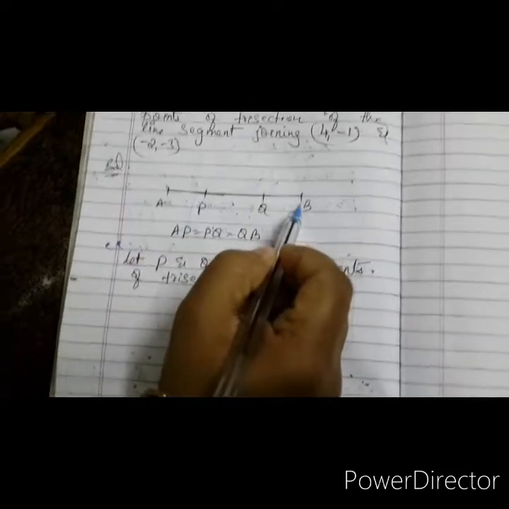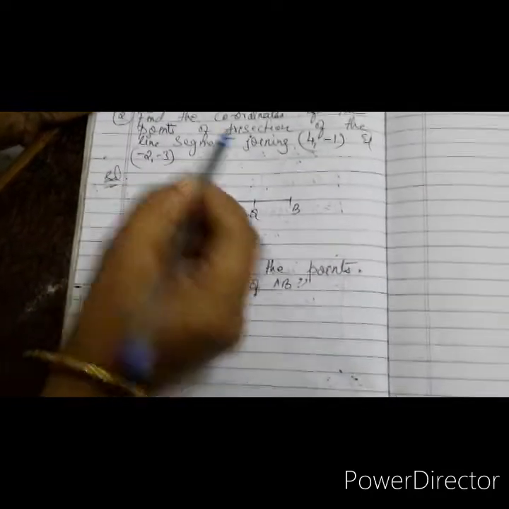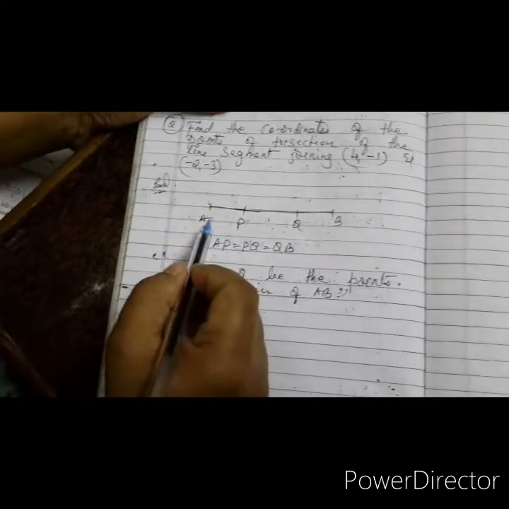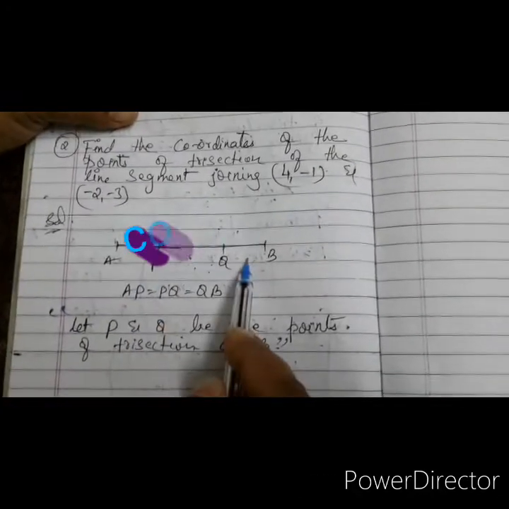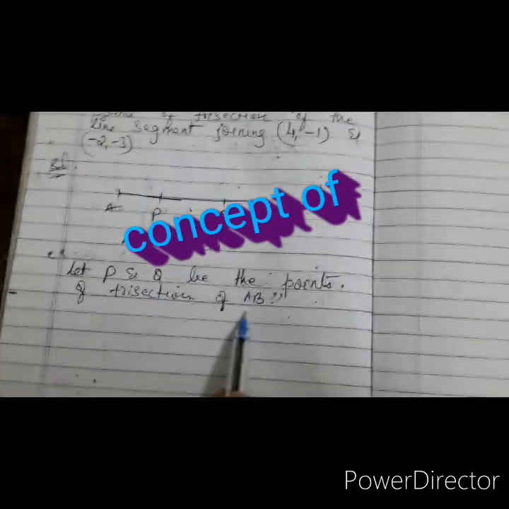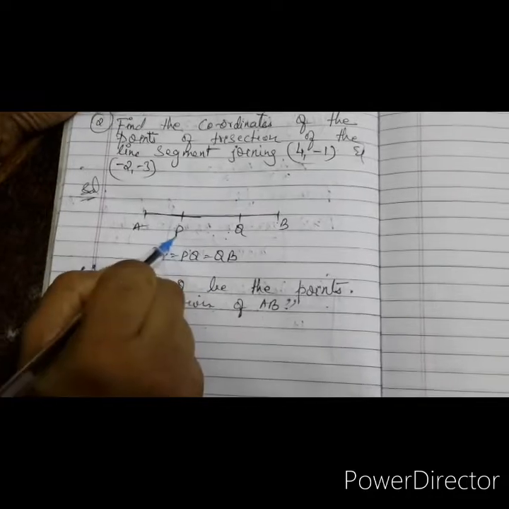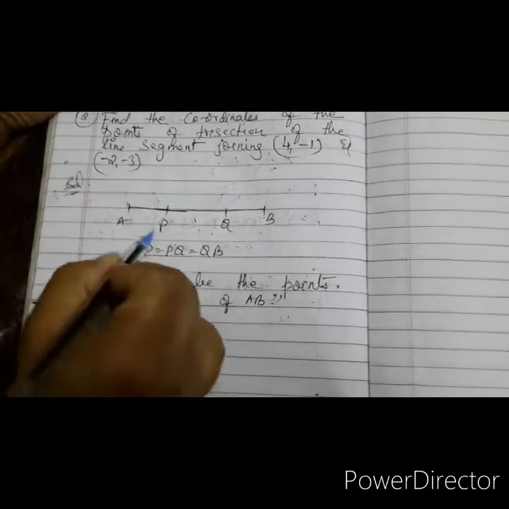This line AB divides into 3 equal parts. Why am I saying 3? Tri is nothing but 3. 3 equal parts. See here, AP, PQ and QB. 3 equal parts. 1, 2, 3. Let P and Q be the points of trisection of AB. Now P divides internally in the ratio what? Q divides internally in the ratio what? We have already studied. Let me explain once more.